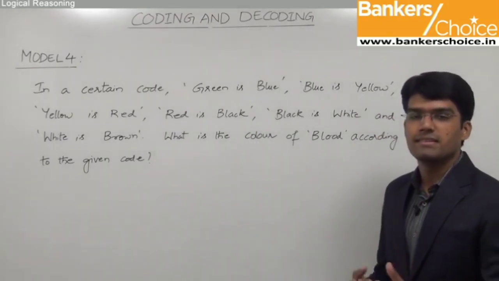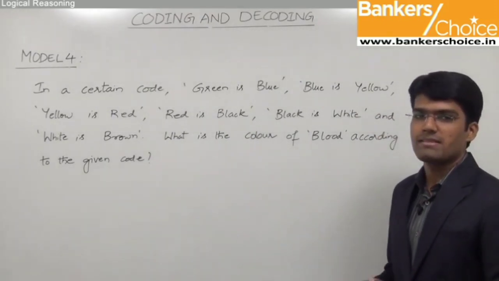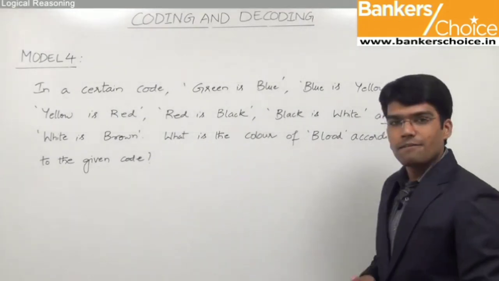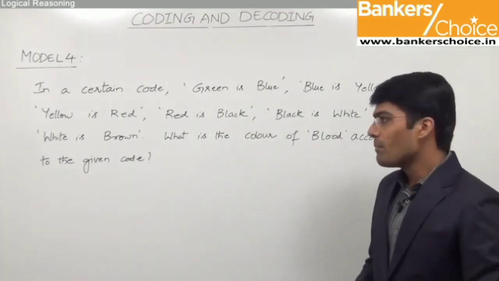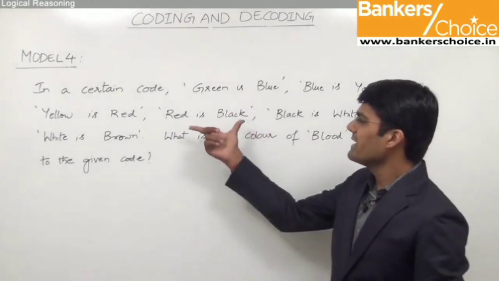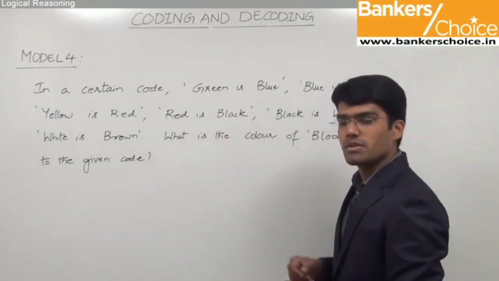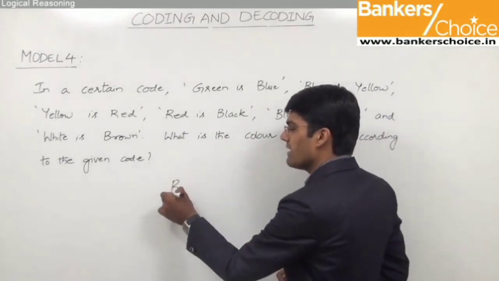Now, as you can see, this is really a sitter and can be answered within no time. We know that the color of blood is red, but as per the given code, red is not red, it is black. So the answer for this question should be the color of blood will be black.